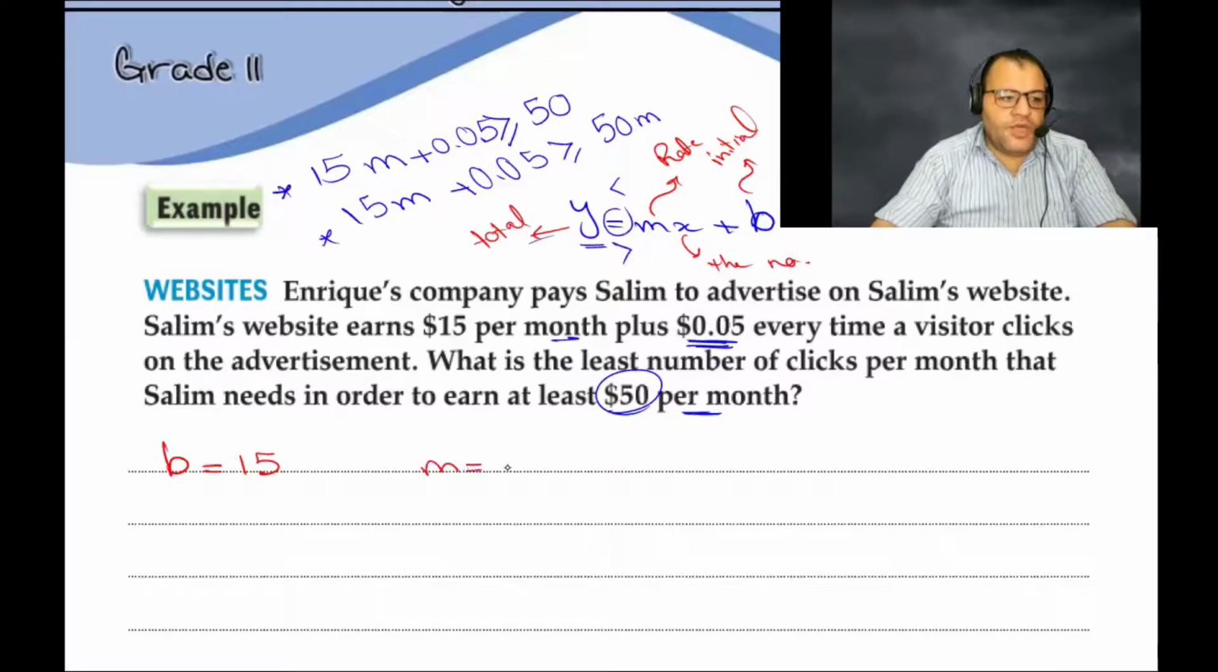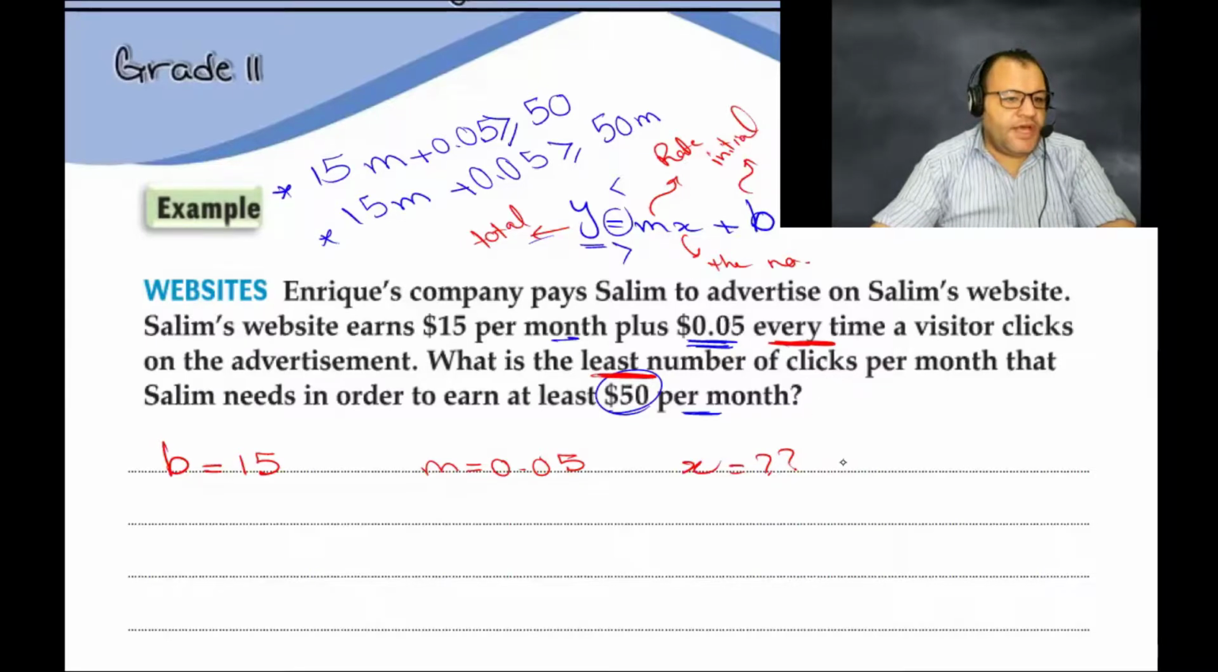M now will be equal 0.05 for each, for every time, for each. We say each for the rate of change. And X is the number of clicks that I need to find, because the question says, what is the least number of clicks? It means we need to find the number of clicks.